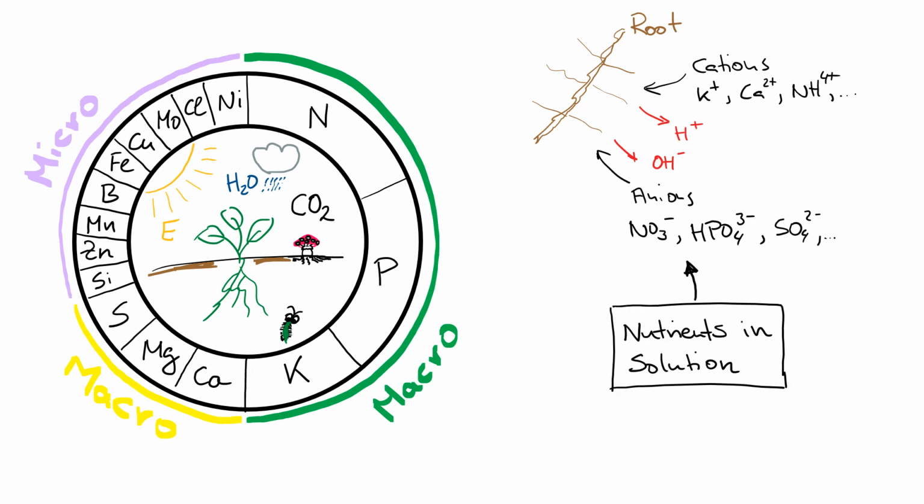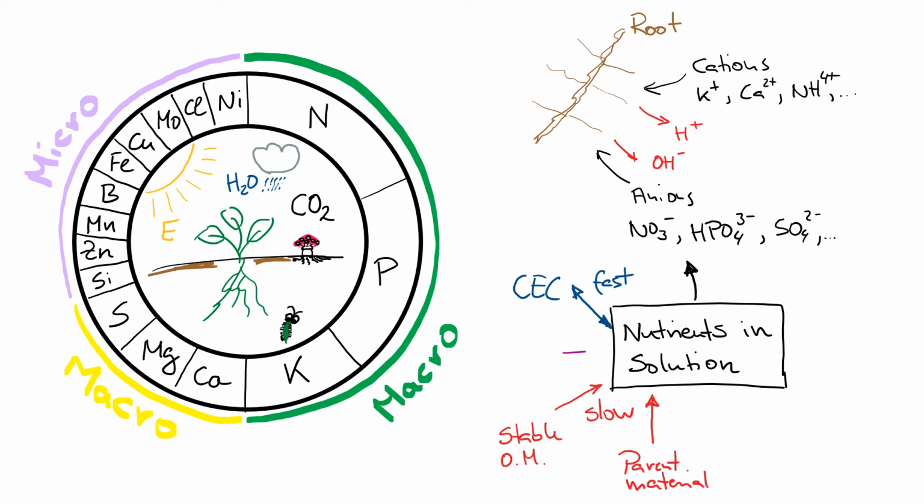Either way, all these nutrients, like we've said before, occur in solution or have to occur in solution to be available to the plant and move towards the root soil interface. And these nutrients in solution aren't always there, but we have a couple of storage mechanisms that we've discussed in the past. There's the cation exchange capacity, which is an easily exchangeable, really fast way of exchanging nutrients between the soil solution and these charged sites.